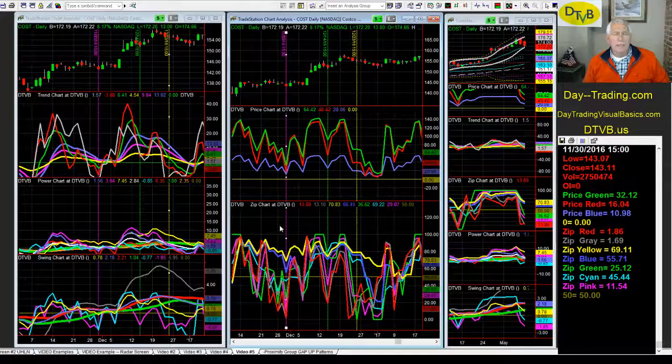But if we take the red times 2, we like to see that number less than the green number, and that indicates an uptrend, or a next day up, I mean. In this case, 16 times 2 is 32, and we have price green at 32.1. So that is a contributing factor that tells us that the zip gray will go up tomorrow.